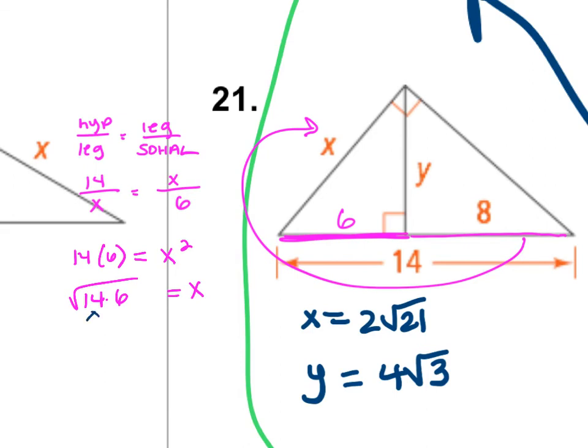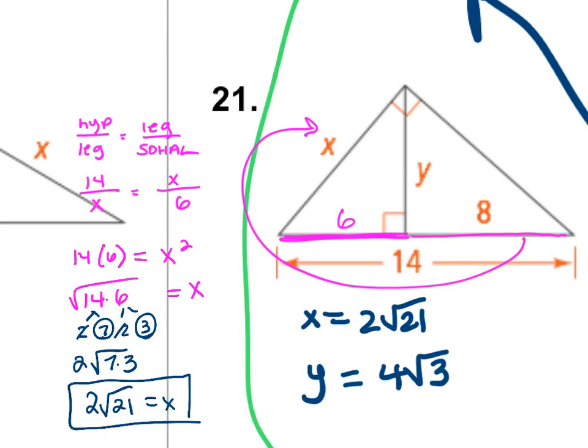So 14 breaks down into 2 and 7, and 6 is 2 and 3. And then I have 2 2s, a 7 that has no match, and a 3 that has no match. So that becomes 2 root 21. Because there's 2 2s, right? One of those goes to the outside, but then there's a 7 and 3 without a match.